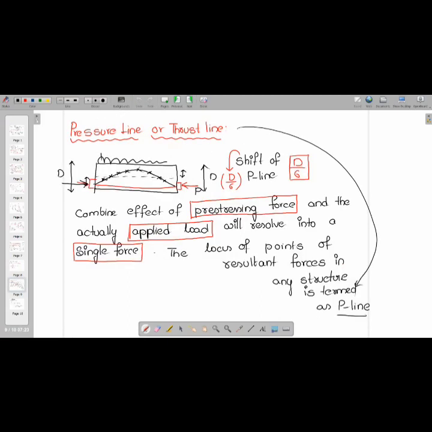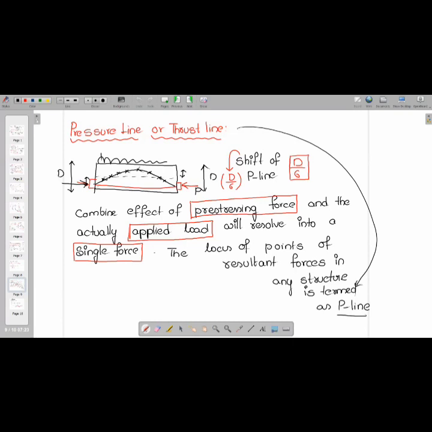So what is P line or pressure line? When the combined effect of the pre-stressing force and the actual applied load is resolved into a single force, then the locus of the point of the resultant force stresses or resultant forces in a structure is defined as a P line.